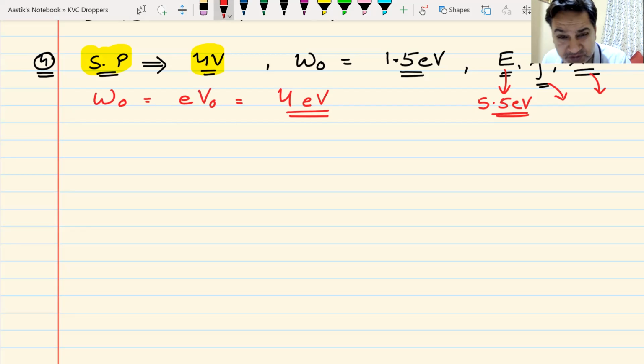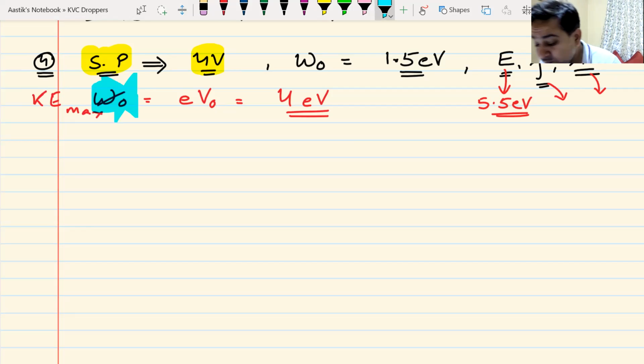The stopping potential is not related to work function. That was the mistake I made. It is related to the maximum kinetic energy. I wrongly wrote it and you also said yes. Remember, do not make stupid mistakes. So the maximum kinetic energy is 4 electron volts. Yes or no?